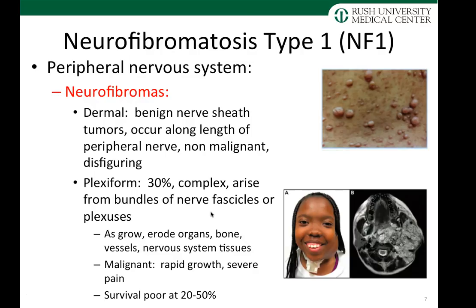And these occur in about 30% of patients who have NF1, and they're a bit more complicated than the dermal ones. They tend to arise from bundles of nerve fascicles or plexes, and as they grow, they become problematic because they start to erode organs, bone, vessel, or other tissues as they become larger. Now, sometimes these plexiform neurofibromas will become malignant, and in this case, they tend to grow much more rapidly and can be associated with severe pain. Patients who have plexiform neurofibromas, especially that are malignant, have a high mortality rate of 20 to 50%.